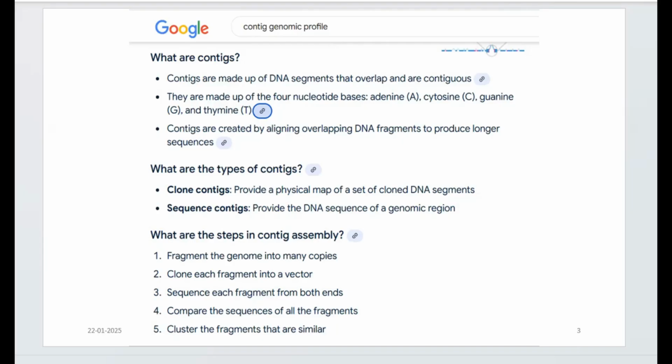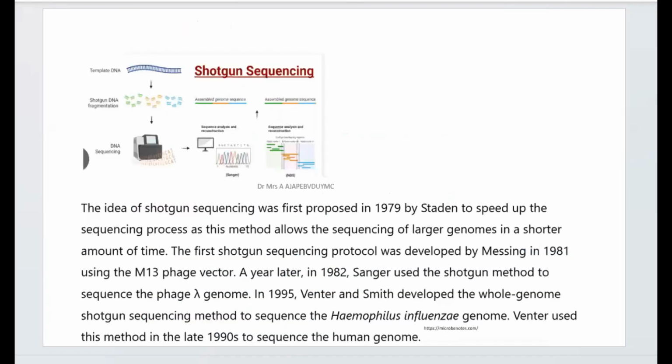Now let's go to the next term, that is shotgun sequencing. That is the topic for today. As the schematic presentation in the slide shows, you have a template DNA. Then you are going to go for shotgun sequencing, DNA sequencing. These are the titles I'm just reading through, right? Then analysis, and then you are going to assemble the entire genome sequence. That is how it is done, that we have to learn.